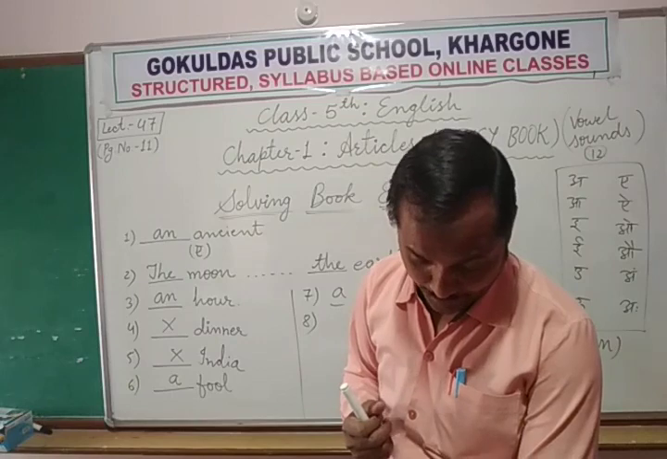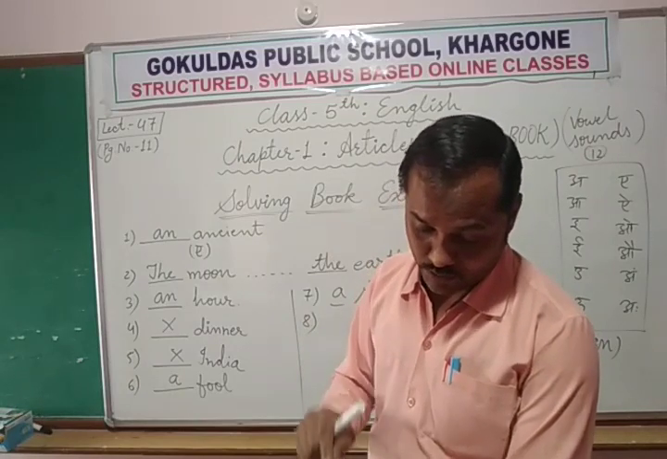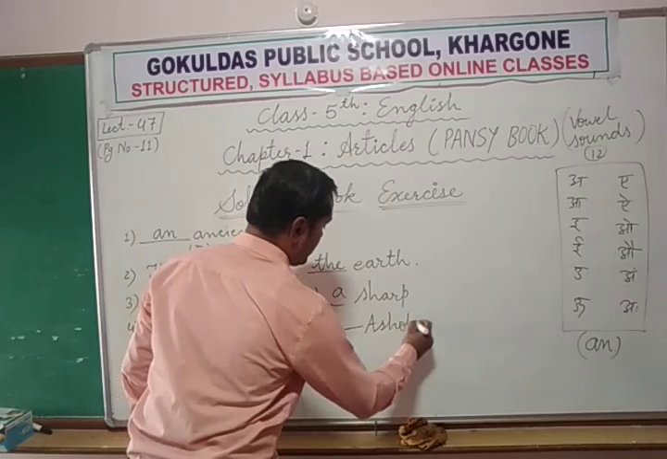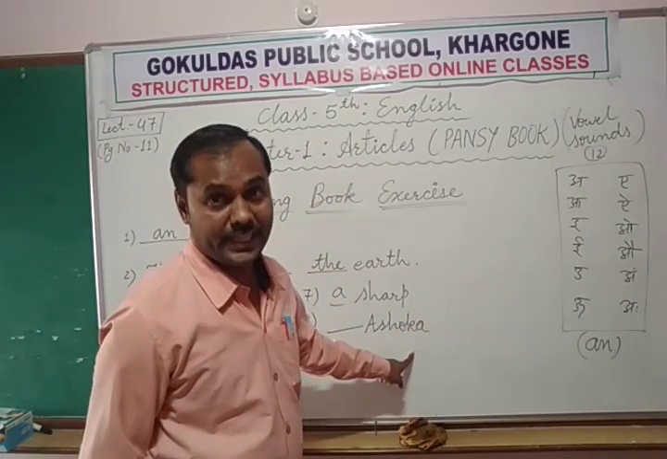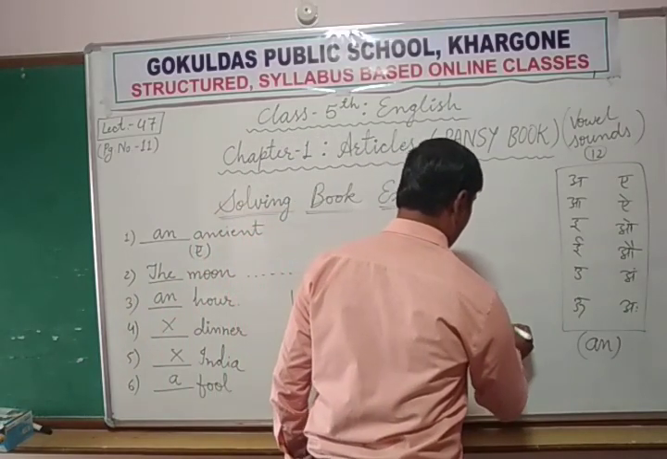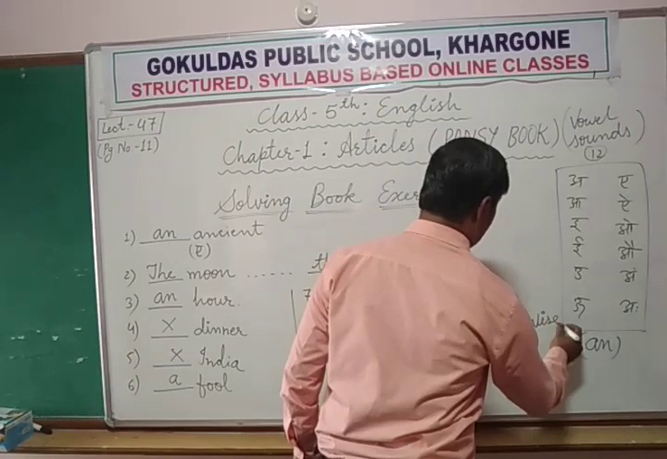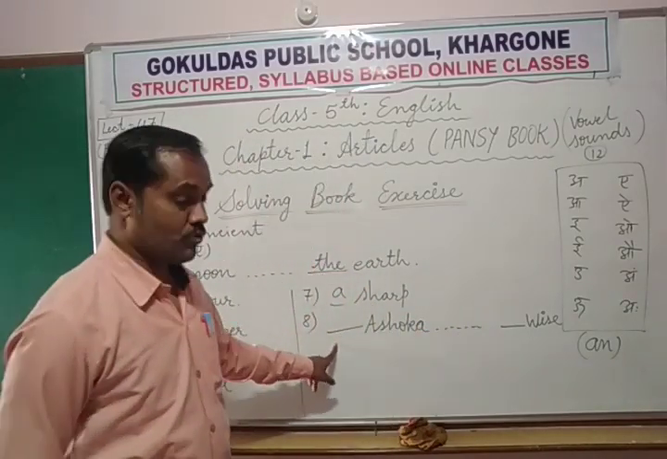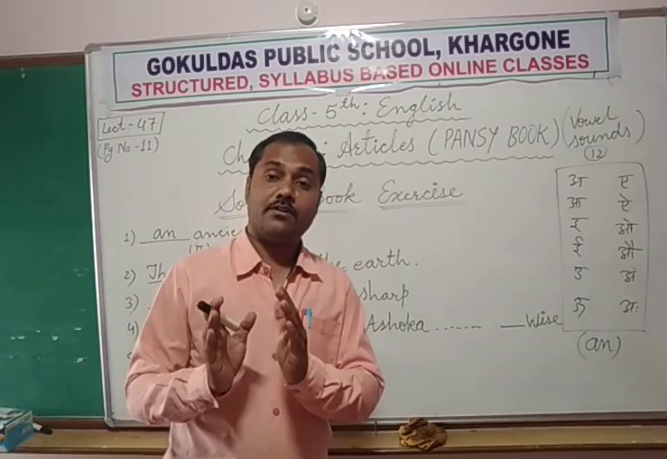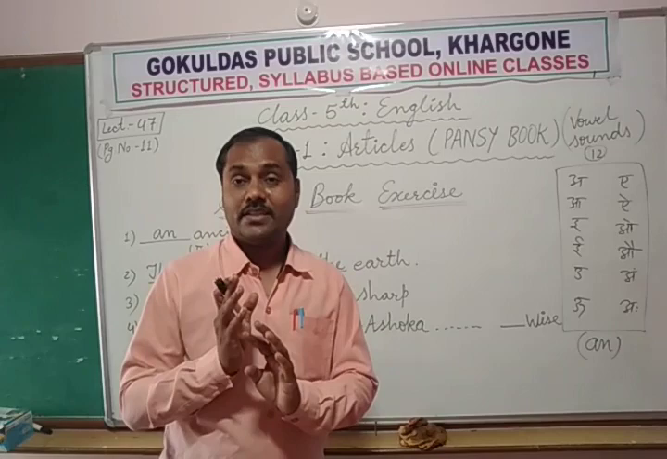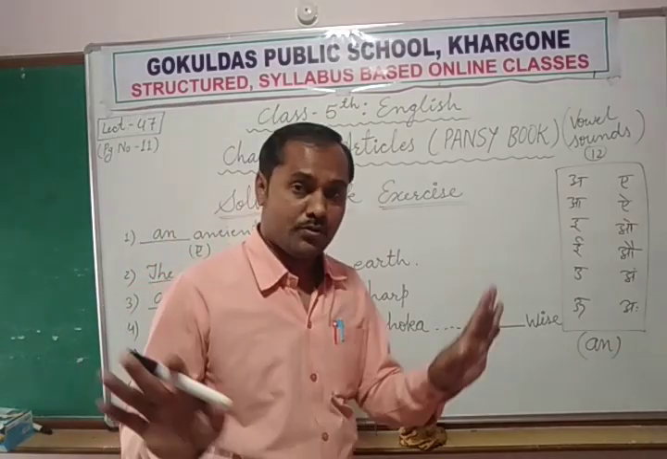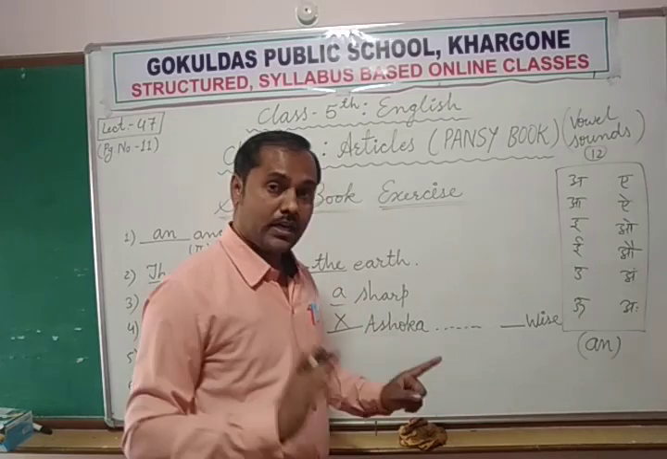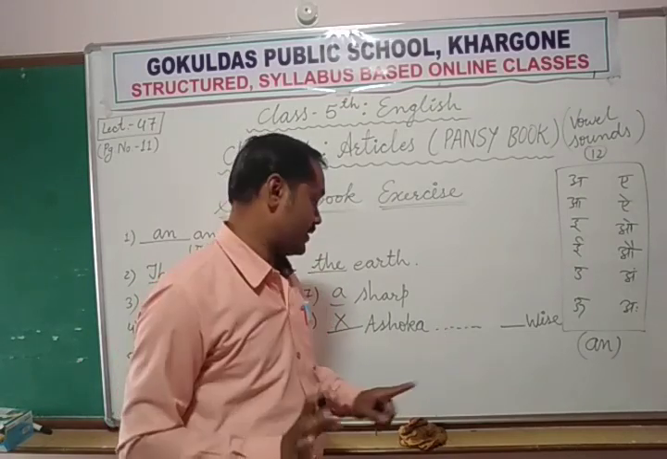Okay, next, number eight: blank Ashoka was blank wise king. Before two words: Ashoka was a great ancient Indian king or emperor, and then wise. Before wise we have to put an article, wise king. So there are two blank places here. Ashoka is the name of a particular person. So before the specific name of any person, country, or city, we don't use any article. So for Ashoka, no need to put any article. The Ashoka is also wrong, because we are talking about a specific Ashoka already.